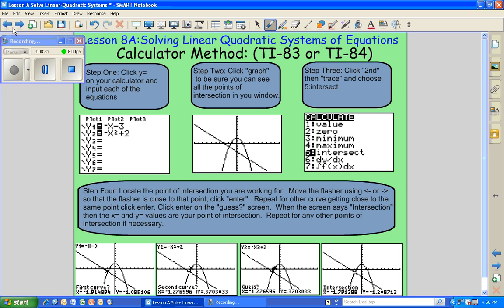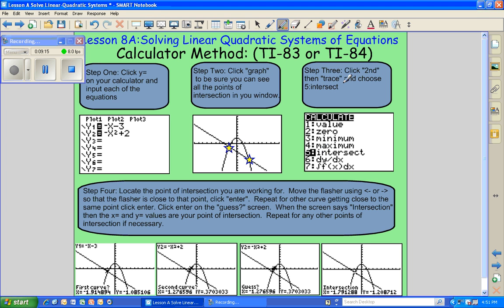Now the next example I'm going to do using the calculator. So the first thing you want to do is go to your y equals screen, type in the two functions: y equals negative x minus 3, and the other one is y equals negative x squared plus 2. When you hit graph, you want to make sure that you can see all the points of intersection. So I can see that this line is going to cross that quadratic right there and right there. If it's not right, you need to change your window so that you can see that. So then I'm going to ask the calculator to find those points of intersection.